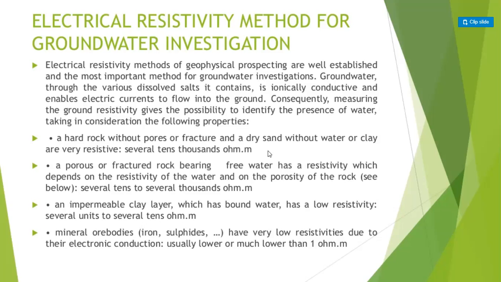The second point is a porous or fractured rock bearing free water has a resistivity which depends on the resistivity of the water and on the porosity of the rock. See below: several tens to several thousands of ohm meters. An impermeable clay layer which has bound water has a low resistivity, several units to several tens of ohm meters. Mineral ore bodies, iron or sulfides, have very low resistivities due to their electronic conduction, usually lower or much lower than 1 ohm meter.